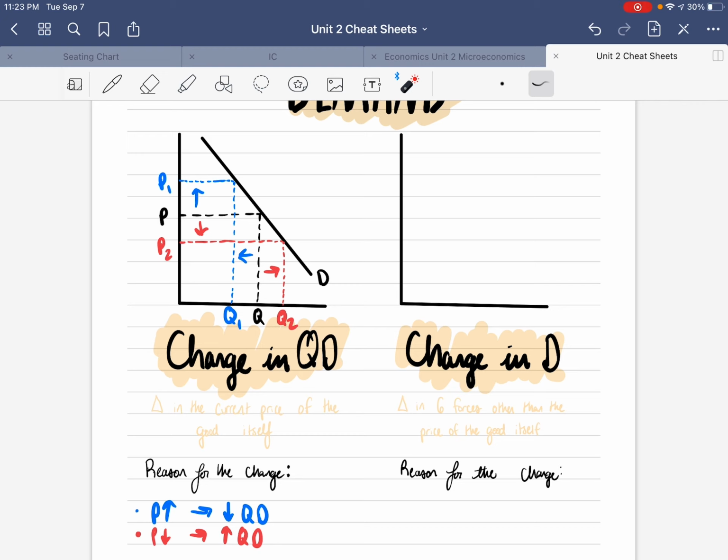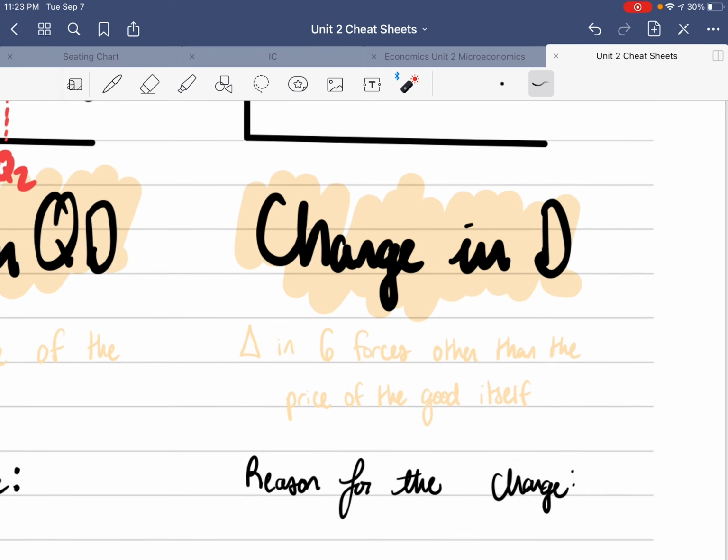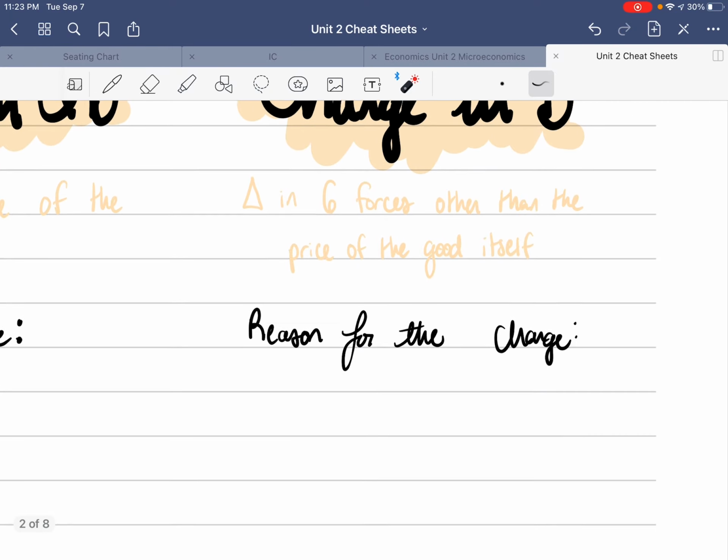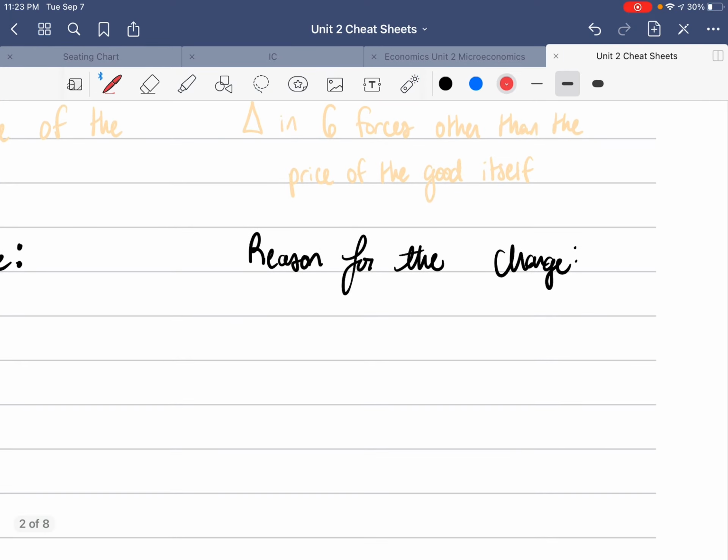So the definition of a change in demand graph is when there's a change in the 6 forces other than the price of the good itself. And we had all those 6 forces, and I'd love for you to try and remember them off the top of your head before I write them out. So you can go ahead and pause this, try and remember those. And now we're going to write them out down here, okay?